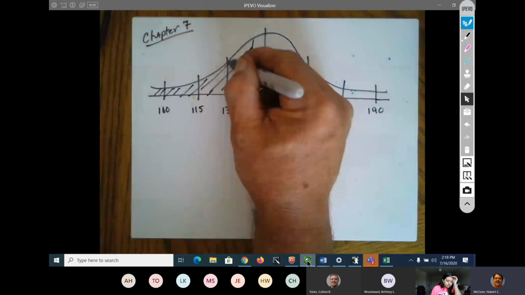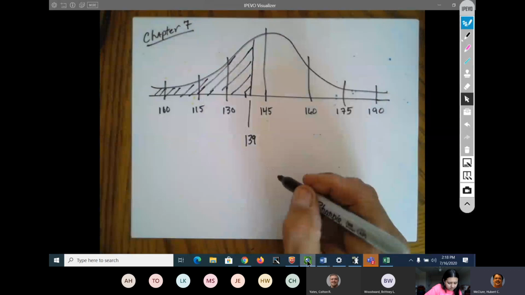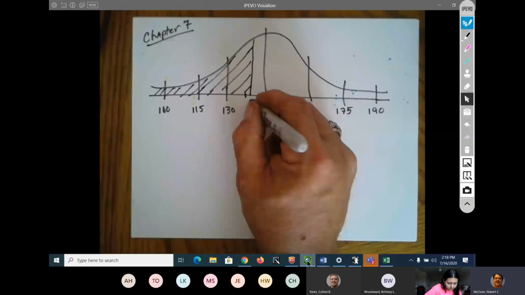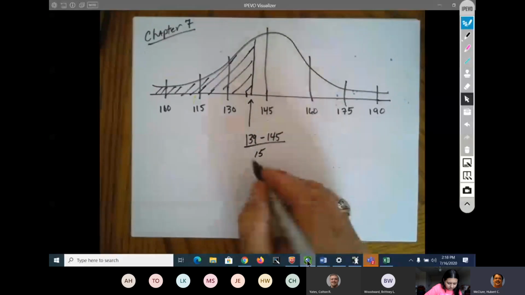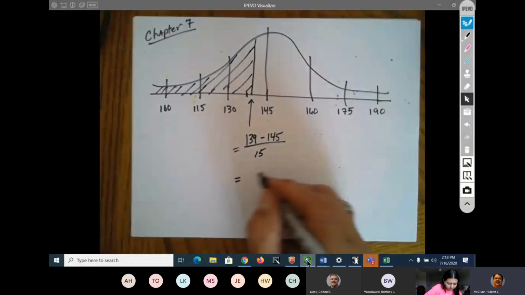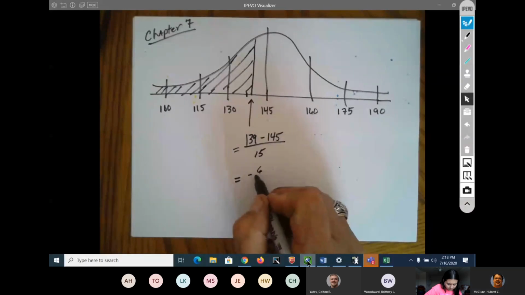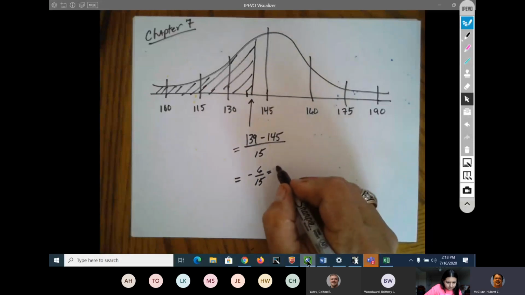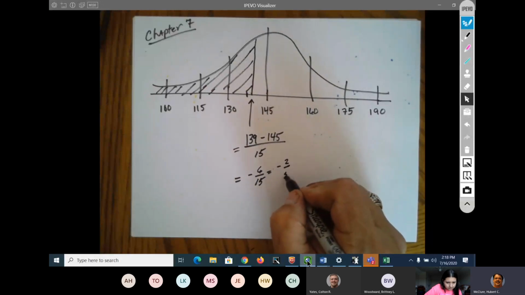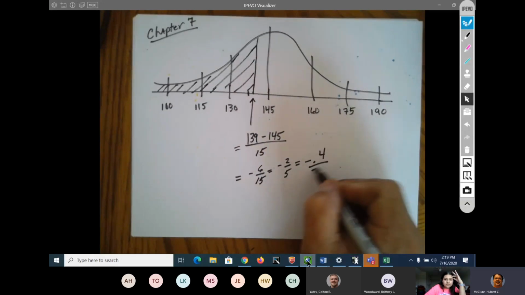So somebody take your handy dandy calculator, whether it's a new one or an old one. If it's an old one, then 139 minus 145 over 15, which is equal to, what is that? Negative 6 over 15, which is equal to negative 2 over 5, which is equal to negative 0.4. I got negative 0.4.